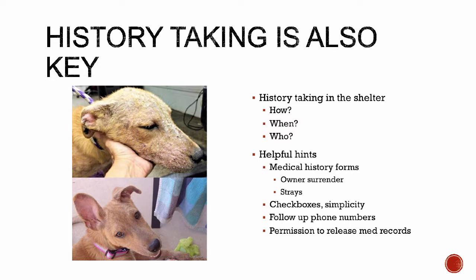Make sure you get the phone number so that you can call them when you find issues and maybe get more history. And then another key thing is making sure that if it is an owner surrendering, that they sign something that gives you permission to call the vet for medical records. And we've talked quite a bit about that in the cruelty track around issues of vets handing over records to shelters. It's a lot easier if somebody's already given you that permission and you can fax over that they signed that you could access that information.